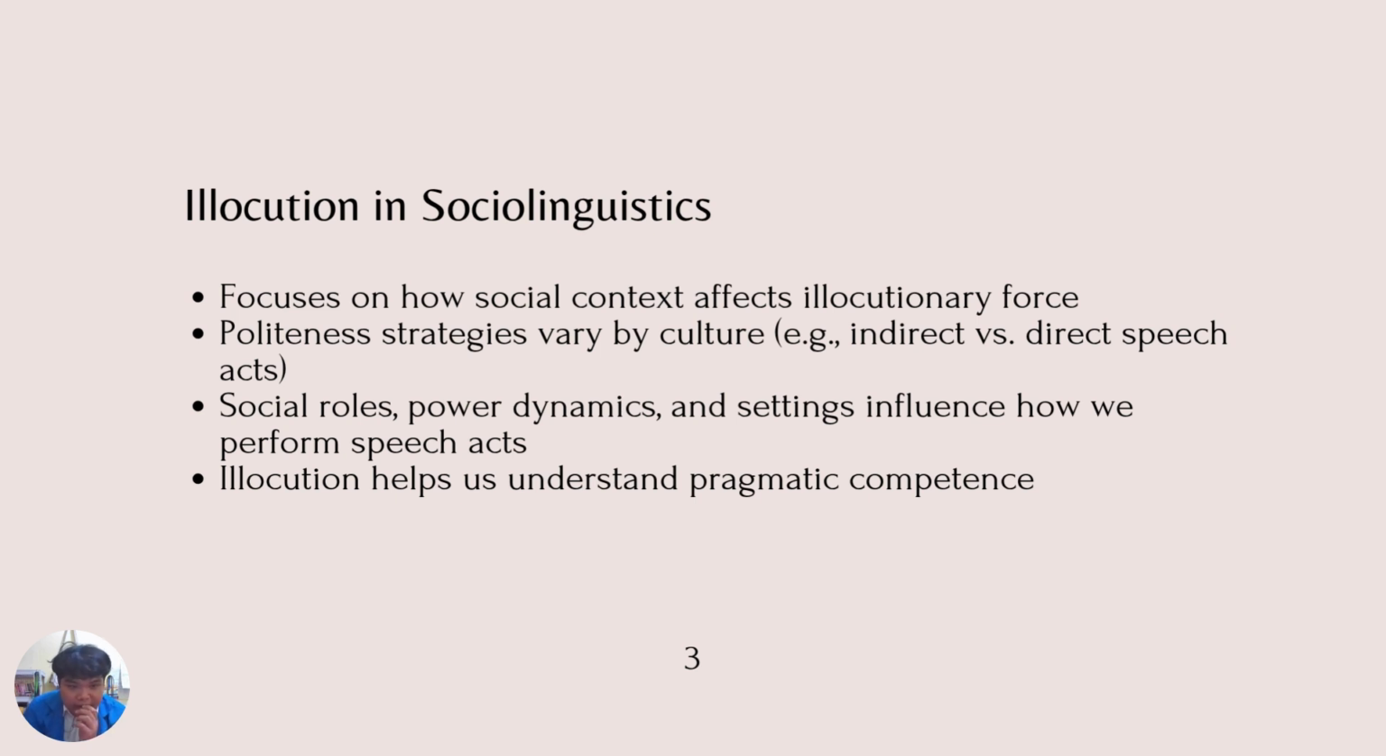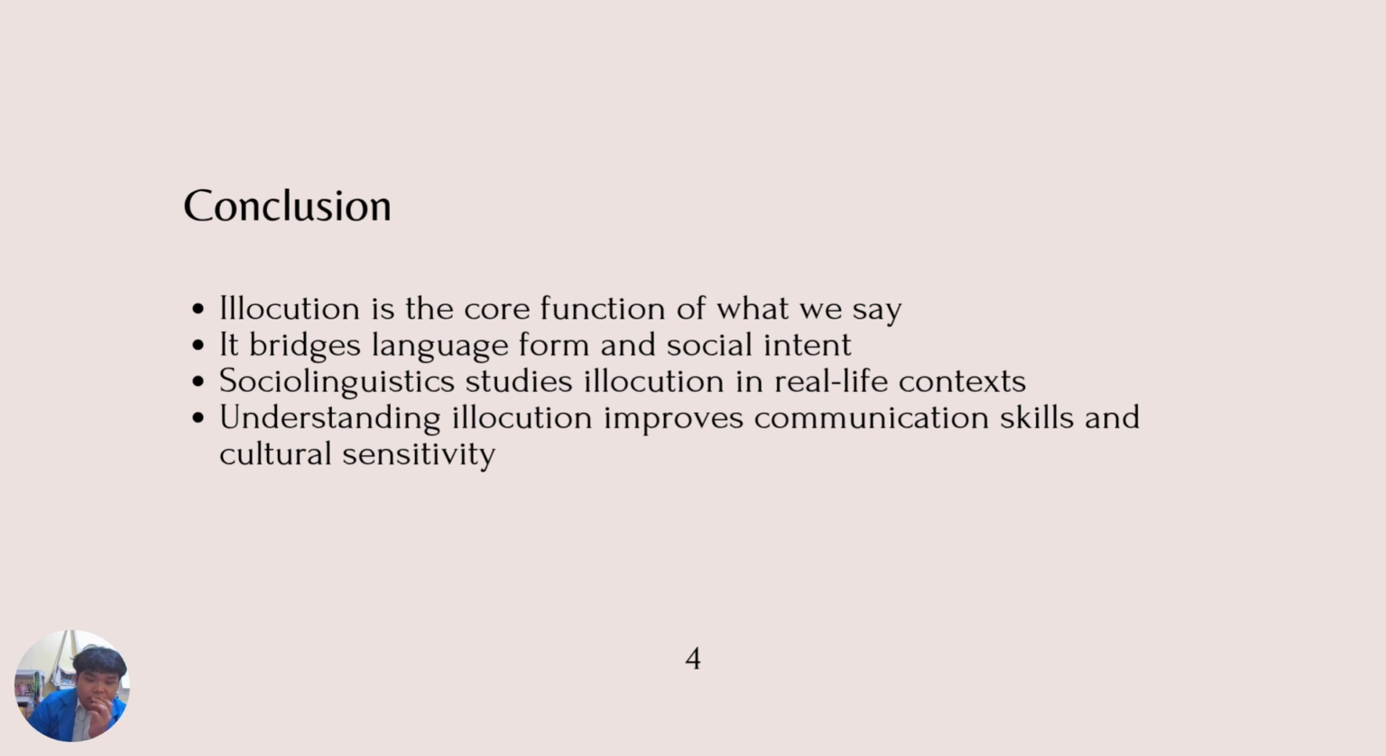Illocution in sociolinguistics focuses on how social context affects illocutionary force. Politeness strategies vary by culture, for example an indirect versus a direct speech act. Third is social power. Power dynamics and settings influence how we perform speech acts. The last is that illocution helps us understand pragmatic components.